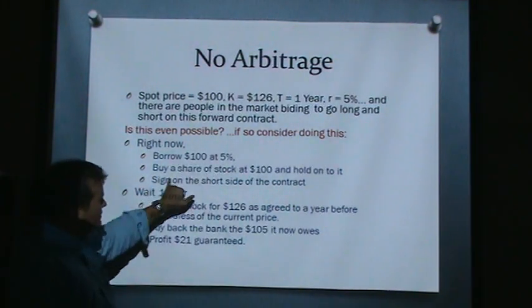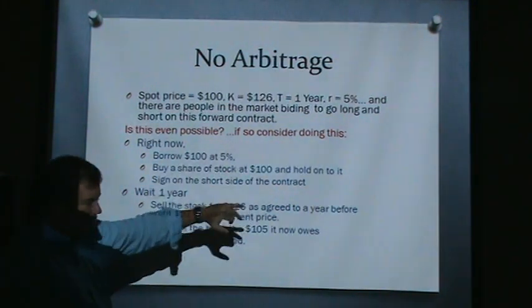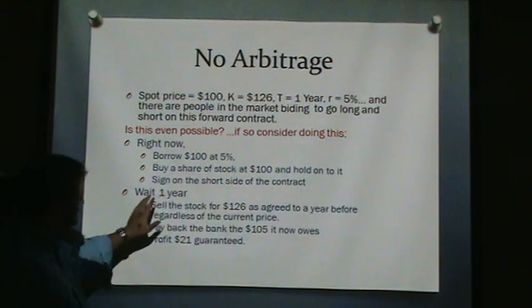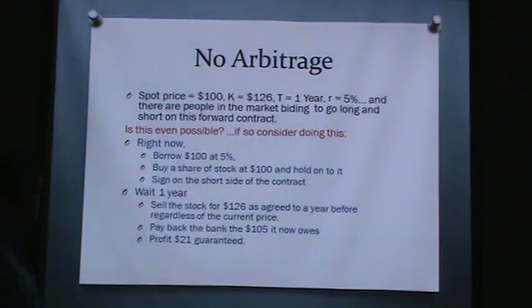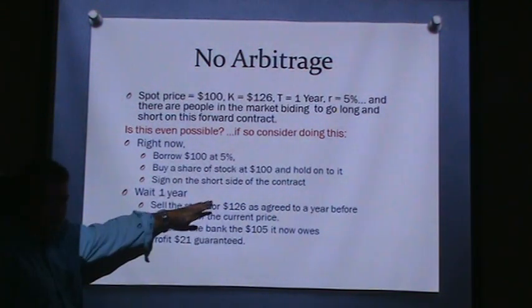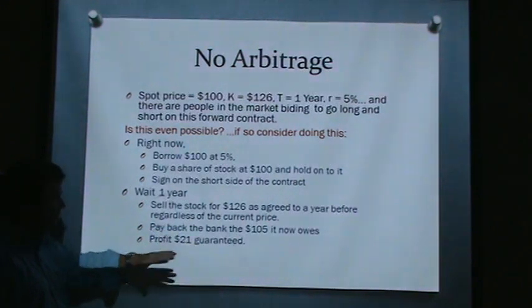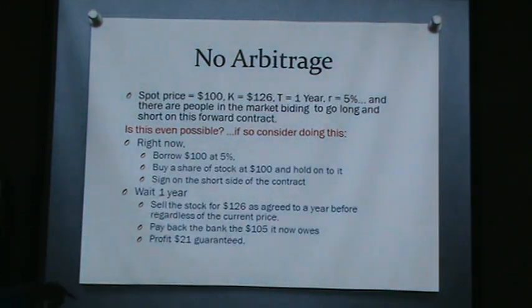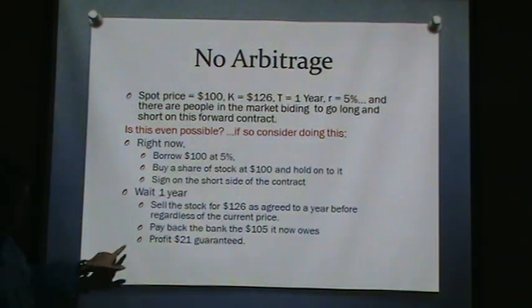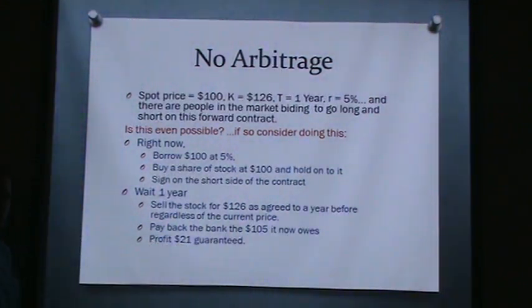You then buy a share of the stock and hold on to it, and then sign the short side of the contract. Then 1 year from now, you sell the stock for 126 as agreed upon in the contract, regardless of what the current price is. The current price could be 200, the current price could be 50, it doesn't matter. You sell it for 126 like you agreed on. Pay the bank back 105 and you make $21, no matter what.